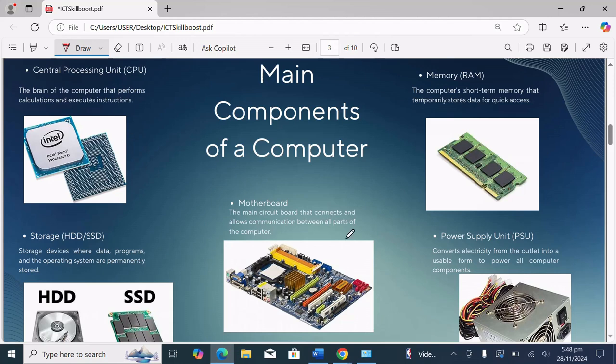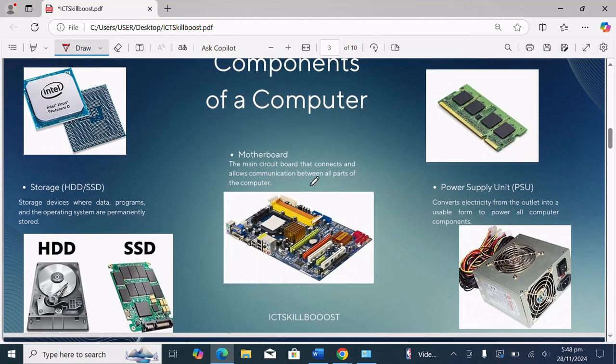Secondly, we have what we call the motherboard. In the motherboard here, it's a circuit board that connects and allows communication between all parts of the computer. We know that the computer is made of different parts, so this motherboard allows the computer to be able to communicate with the different parts. Like a CPU is able to communicate with the power supply. All this is made possible because of the motherboard.